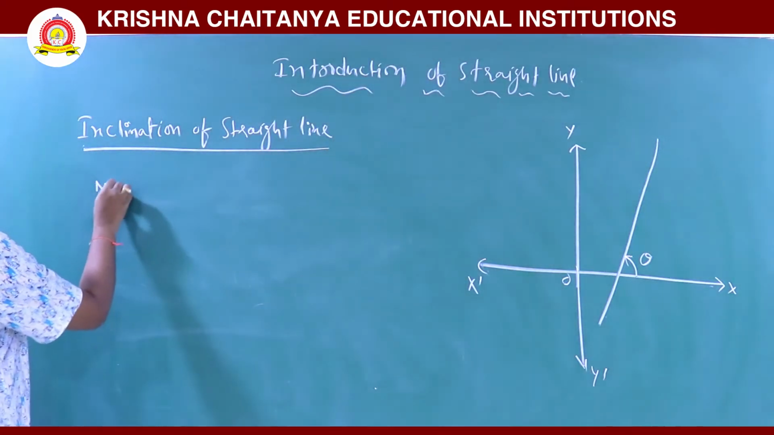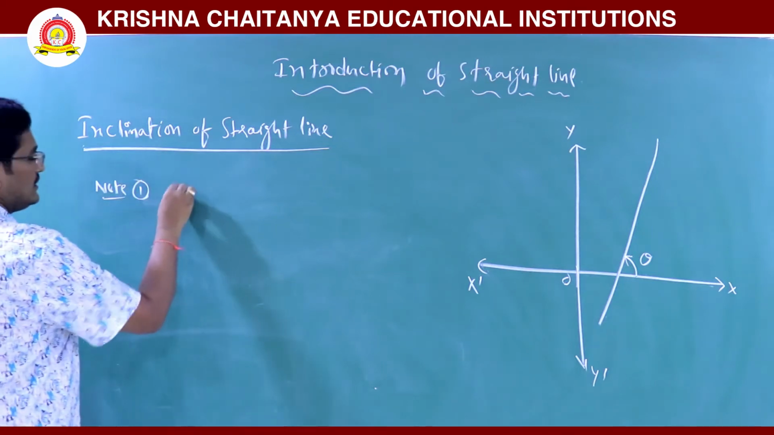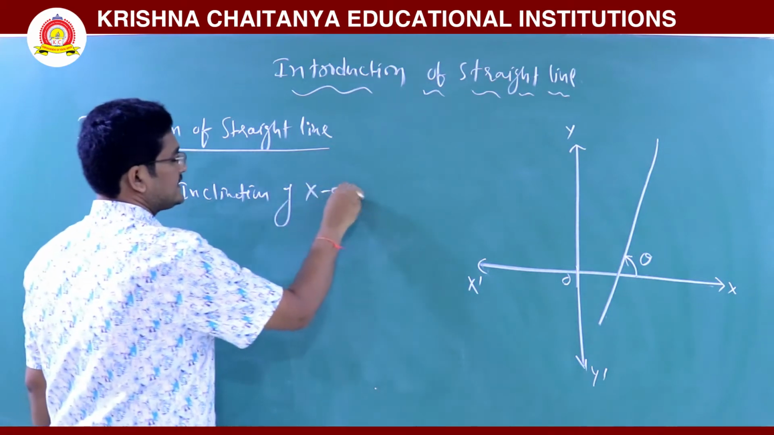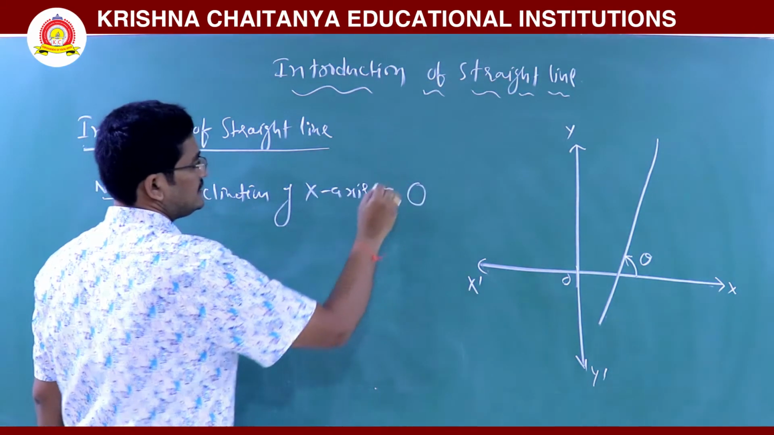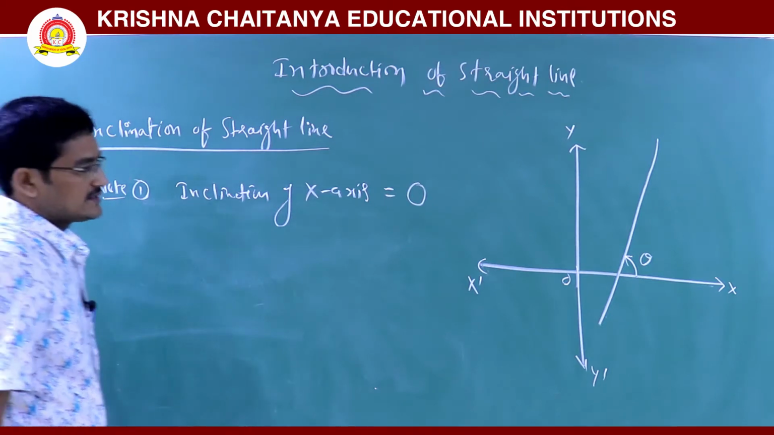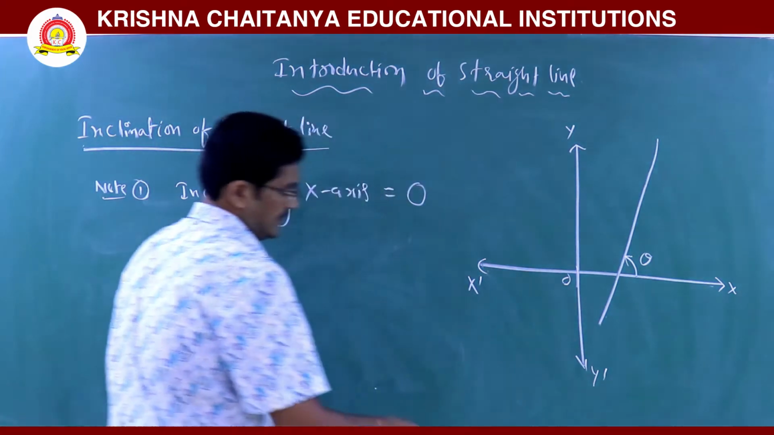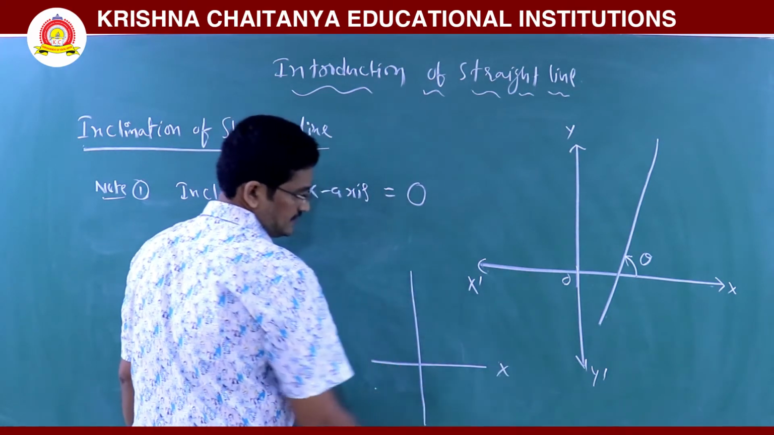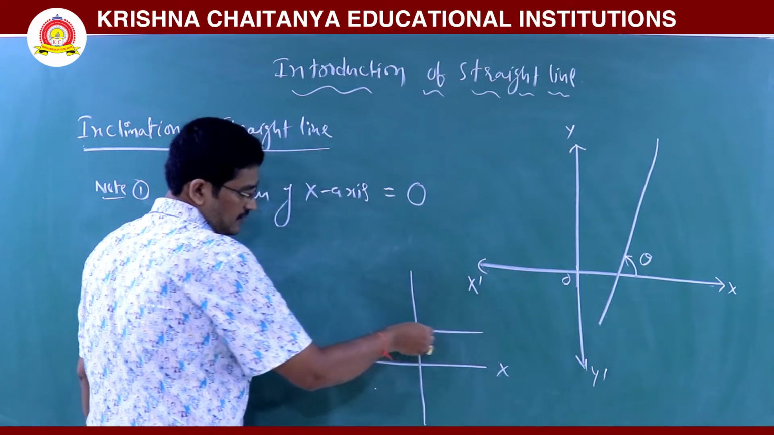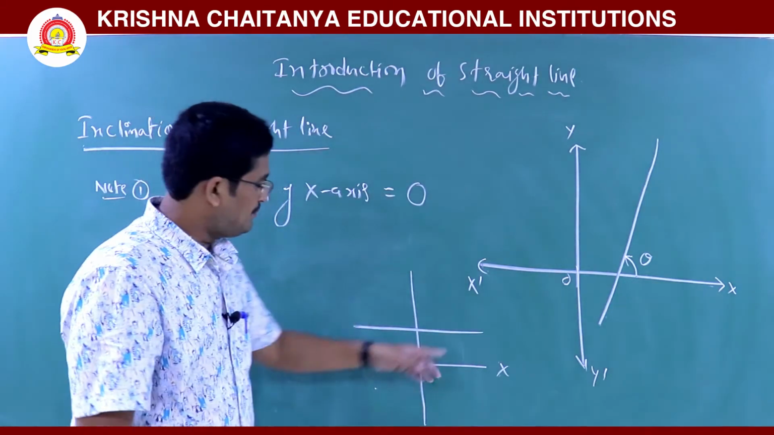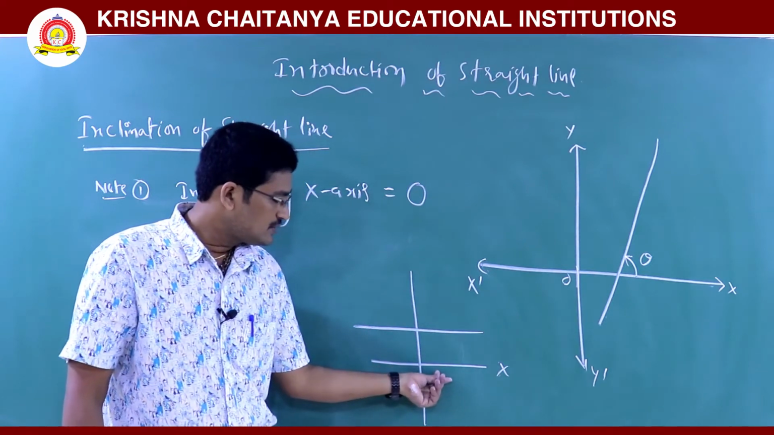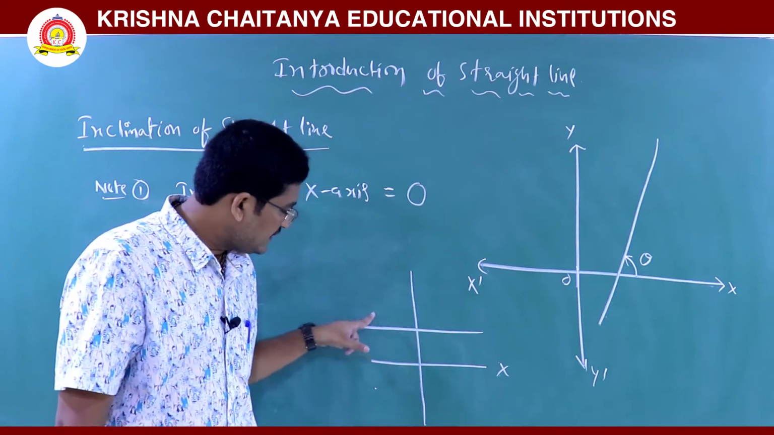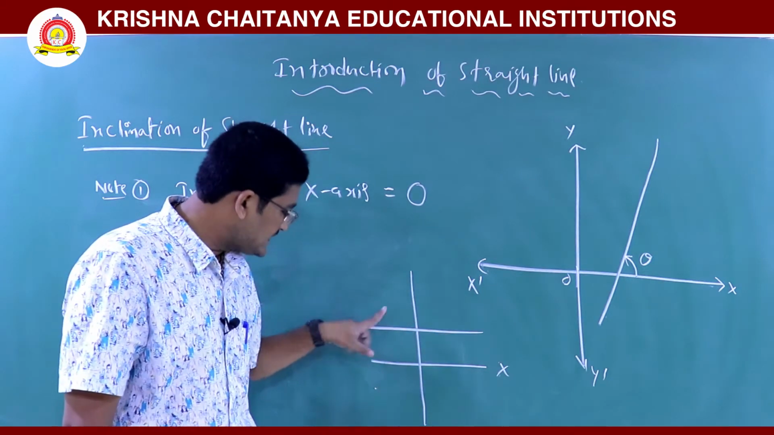First you have to observe. Note 1: inclination of x-axis is always 0. Suppose I draw a horizontal line which is parallel to x-axis. This is x-axis, and we draw a parallel line. What is the inclination of this line? To get the inclination of this line, first you have to find the angle made by this line with x-axis.